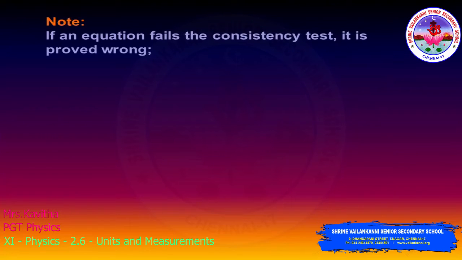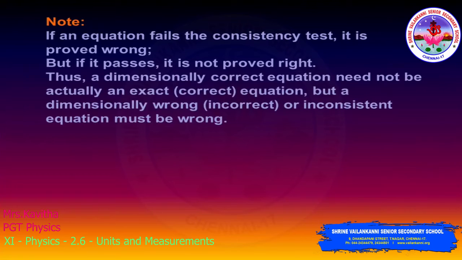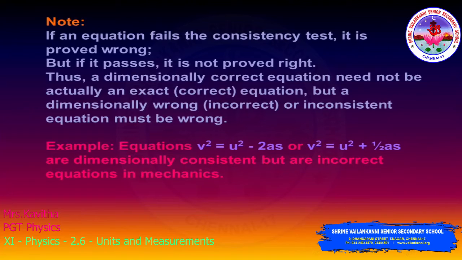You must know that if an equation fails the consistency test, it is proved wrong, but if it passes, it is not proved right. A dimensionally correct equation need not be actually exact, but a dimensionally wrong or inconsistent equation must be wrong. For example, v square equals u square minus 2as, or v square equals u square plus half as, are both dimensionally consistent but are incorrect equations in mechanics.